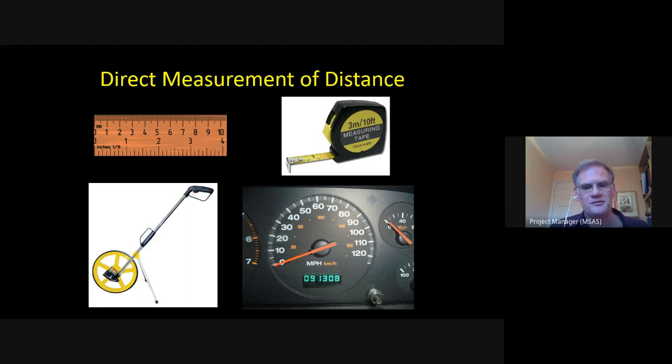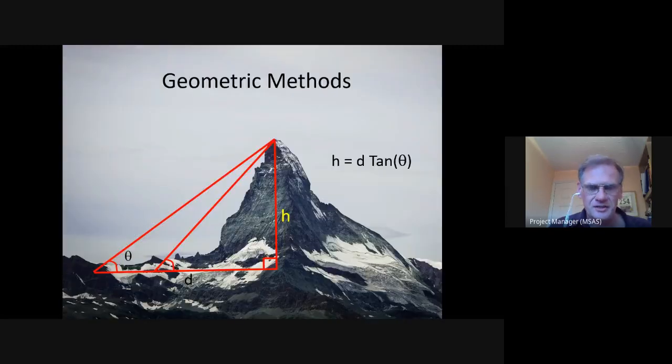But what about if you can't physically get from point A to point B that you need to measure the distance between, or put a tape measure against it or roll something along it? That's where geometric methods come in, and geometric methods are used for things like measuring the height of mountains. This happens to be the Matterhorn just because it's the most mountain-shaped mountain I could find, so it looks good on the image. But this method was famously used to measure the height of Everest and to work out that Everest was the highest mountain in the world.